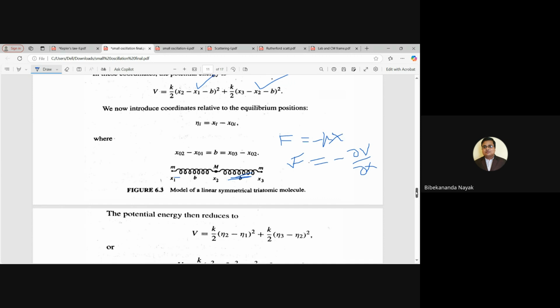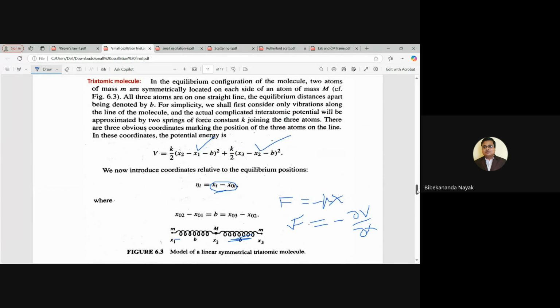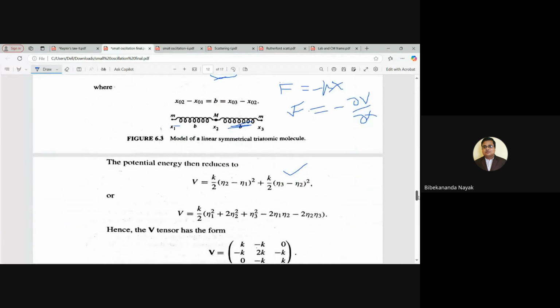So using our coordinate eta, if you set eta as the exact position minus the equilibrium position, xi minus x0, it becomes eta 2 minus eta 1 square, eta 3 minus eta 2 square. Or you can start from this. We know the two-particle distances are eta 2 minus eta 1 and eta 3 minus eta 2, and the potential energy is this. If you open the square, it will look like this.